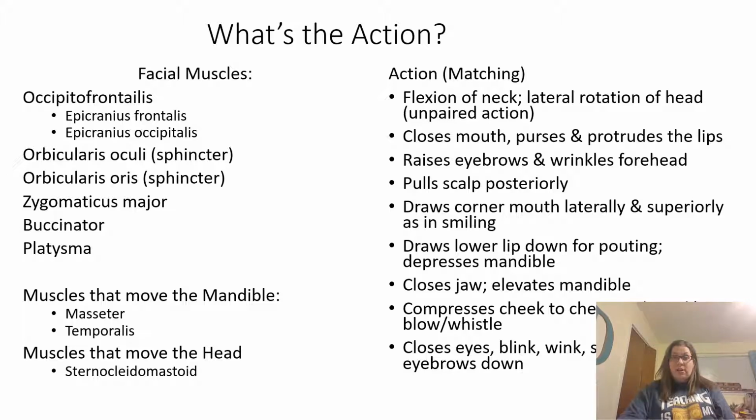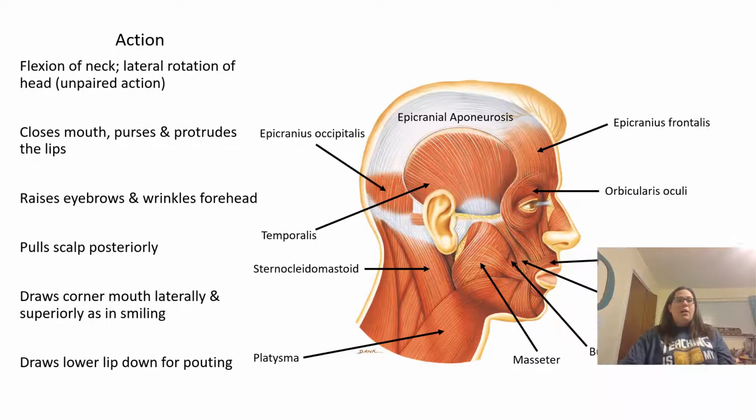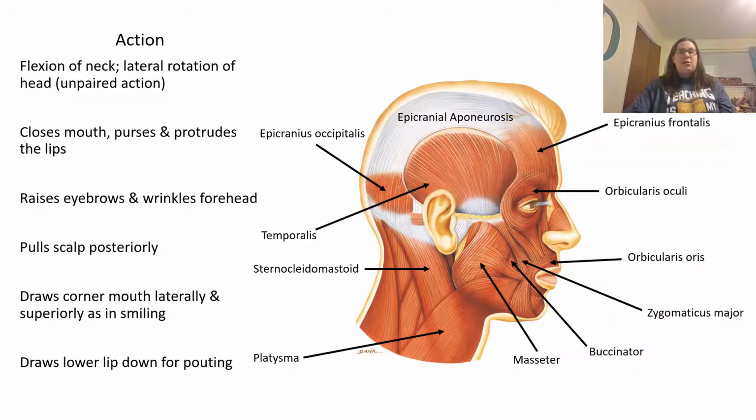What do they do? Okay, so when we look at the flexion of the neck and lateral rotation of the head, this is going to be an unpaired action. This is going to be the sternocleidomastoid. So this is going to allow us to be able to turn the head from side to side right here, this muscle that you can see right here. That's going to be unpaired. But if we do flexion of the head down, it's going to be both of them pulling together. Okay, so what we're going to do is we're going to look at the rest of these with the actual picture. Okay, so flexion of the neck, lateral rotation of the head, the unpaired action is the sternocleidomastoid, which we already talked about.